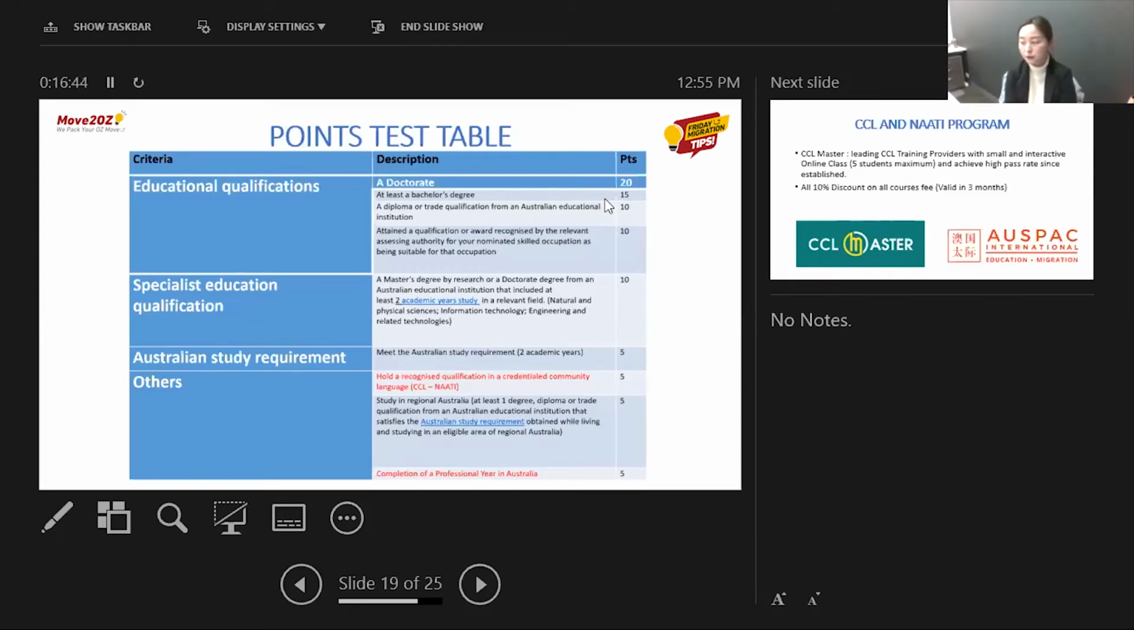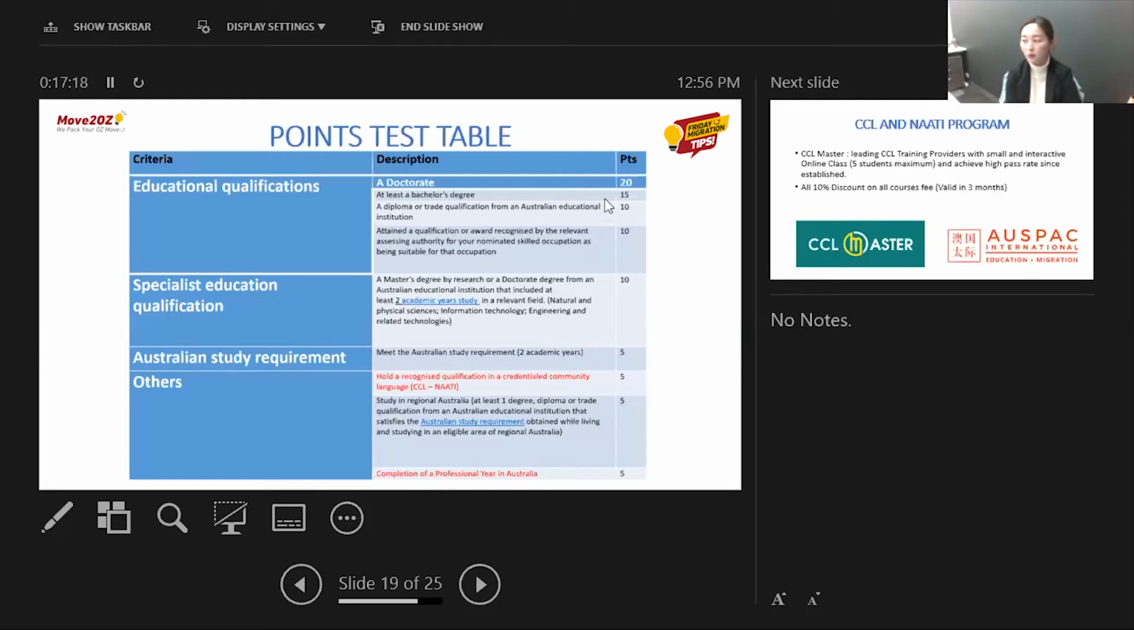Next one, we'll move to the completion of the professional year. For business graduates or IT graduates, it's quite good because you can do the professional year to pass the skill assessment, and at the same time, completion of the professional year will give you 5 points. That's very good compared to other graduates or other nominated occupations. IT graduates and business graduates do have an extra 5 points compared to others.